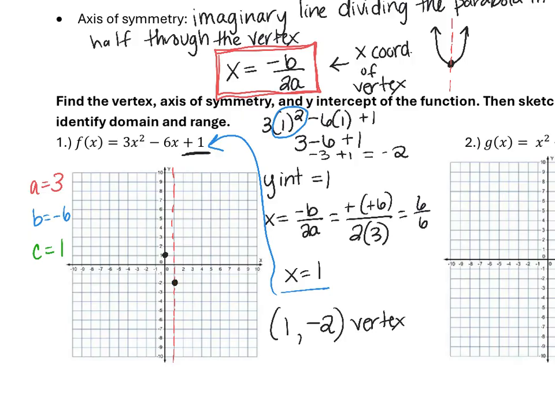And then I can plot a third point, because I know that this axis of symmetry has divided my graph in half. I know there will be a mirror point on the other side of that y-intercept. And then I can sketch my graph. Don't forget your arrows on both sides.